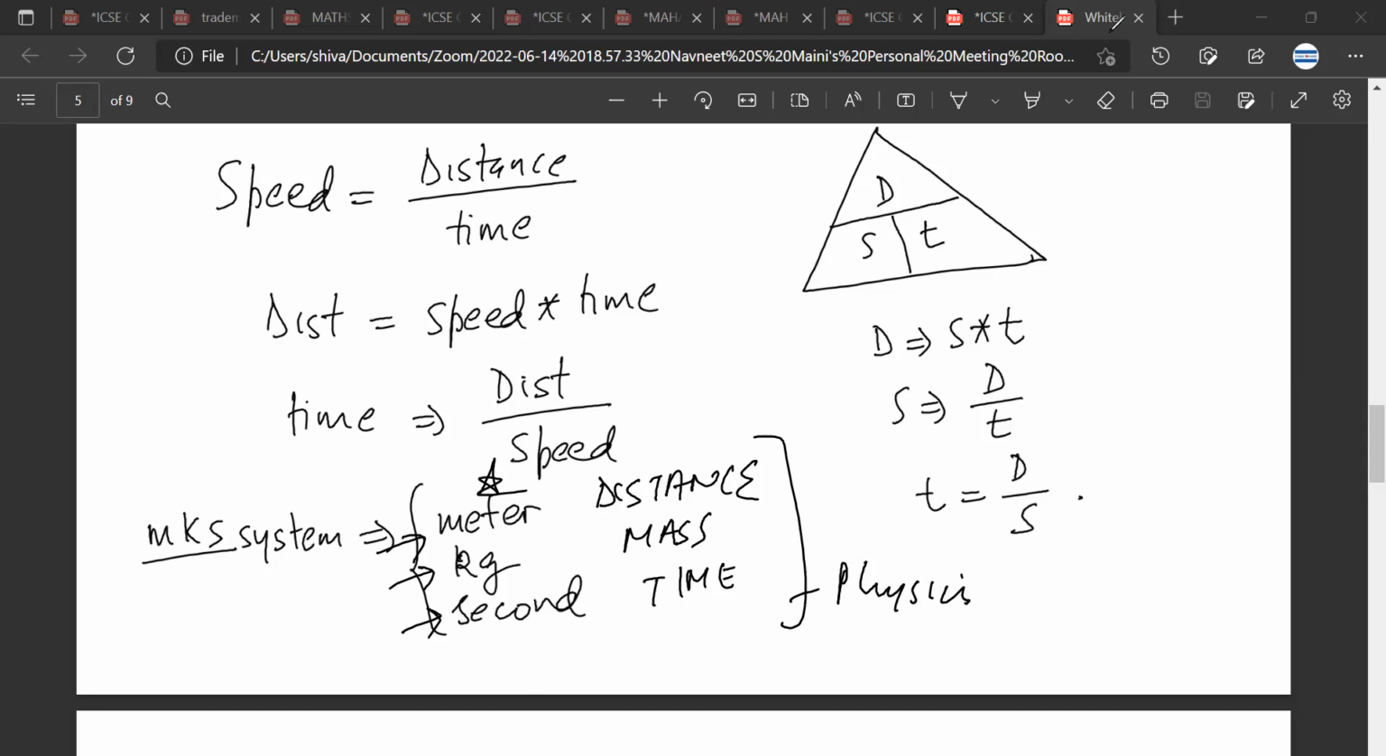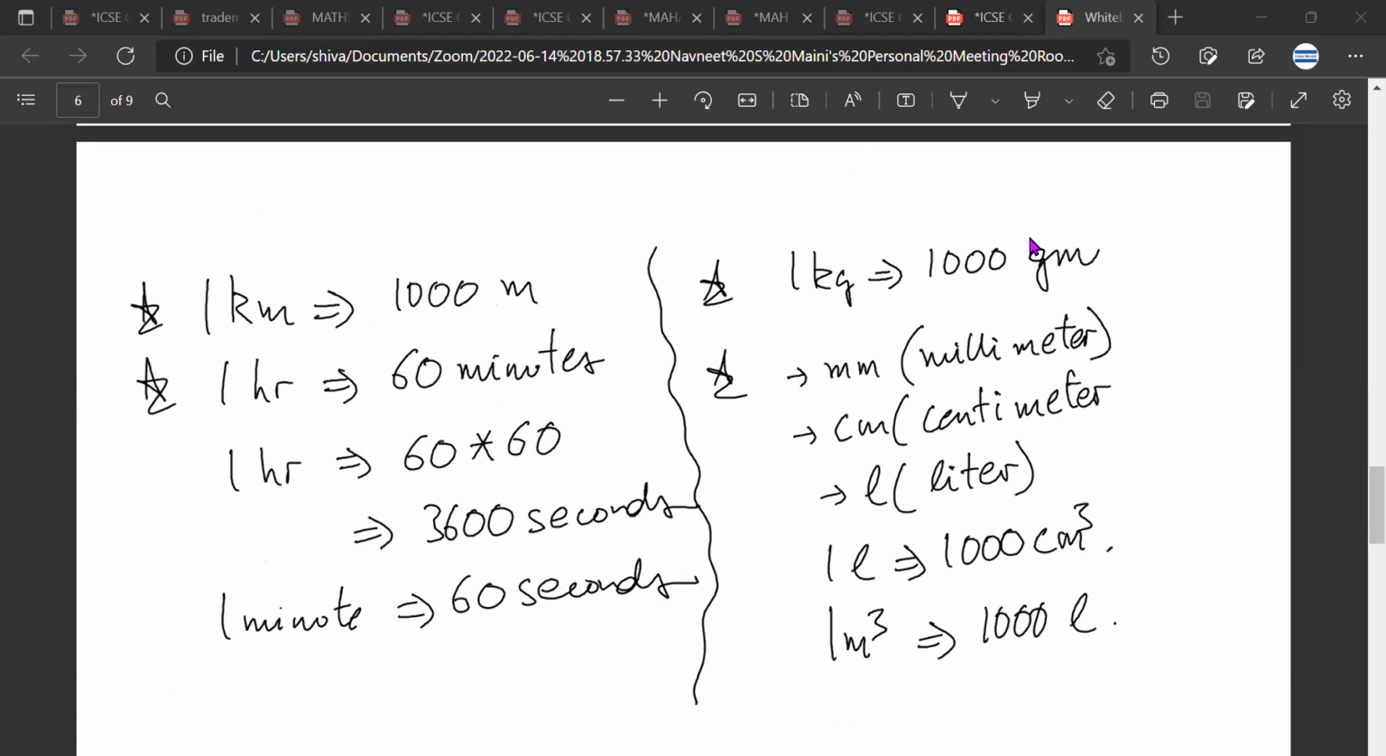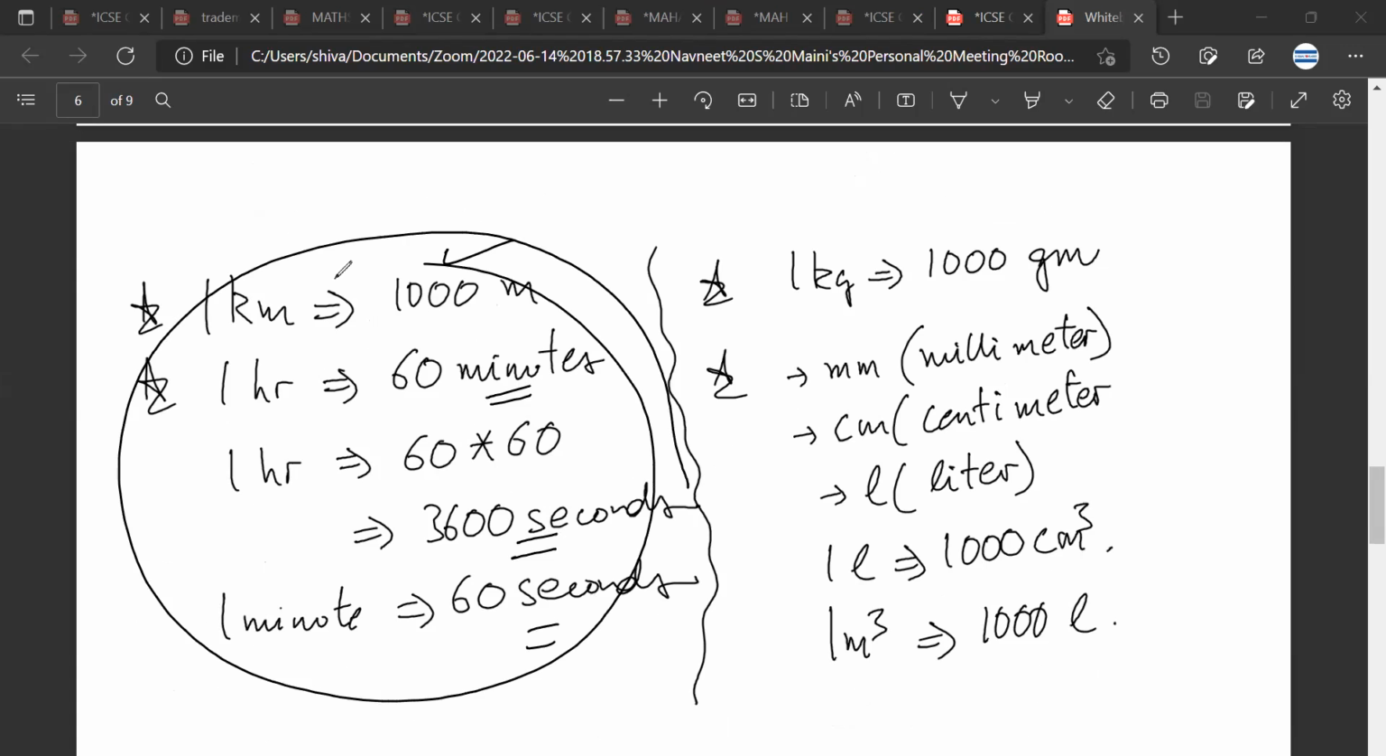Now, one other thing that we need to understand is the conversion between the distance, time, etc. So we are clear 1 kilometer is 1000 meter, 1 hour is 60 minutes, or 1 hour is 3600 seconds, 1 minute is 60 seconds. Are we clear about this? Any doubt about this? Mr. Chris?